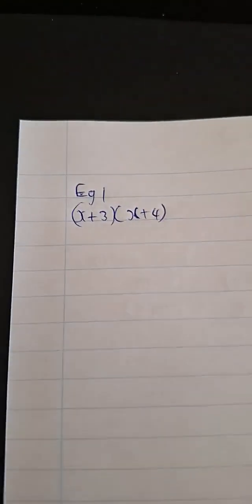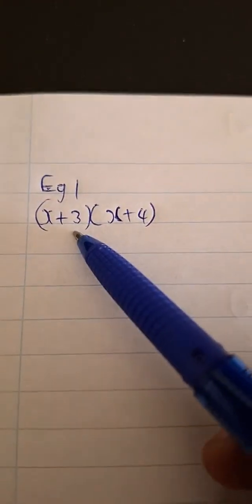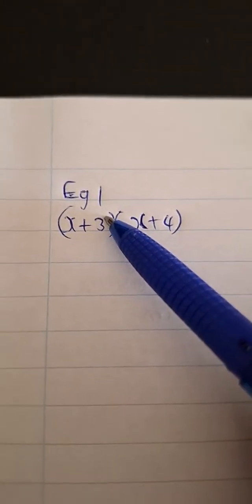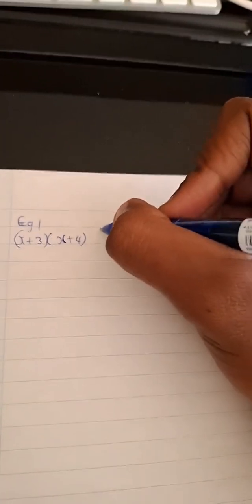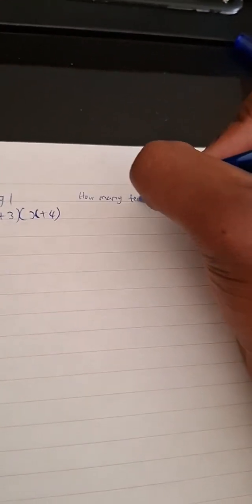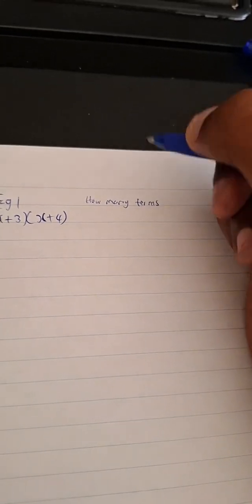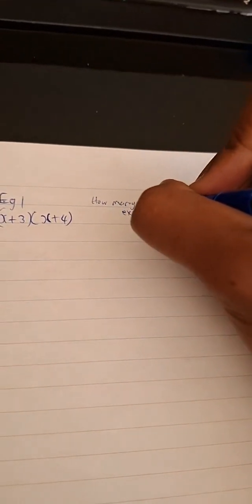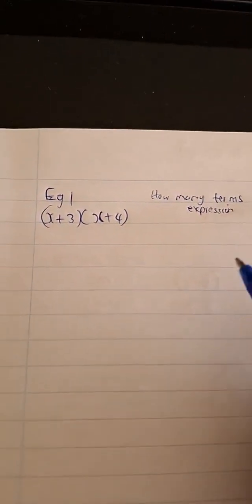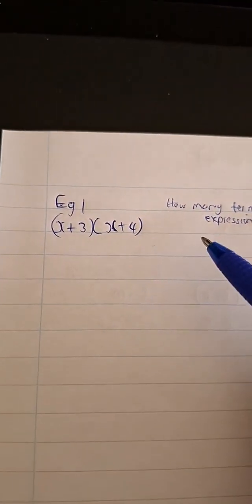So for our first question, we have x plus 3 into x plus 4. Now, if you look at this, guys, we have a bracket there and a bracket there. So if I ask you this question, how many terms do we have in this expression? What would you say? How many terms in the expression?